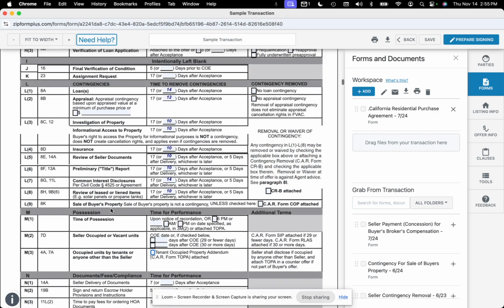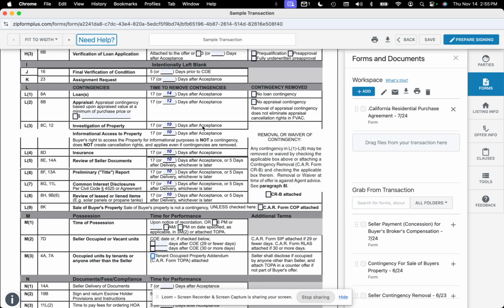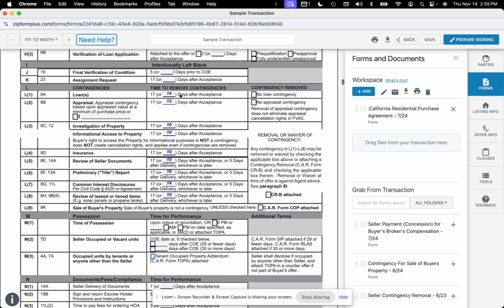Just going back for a quick second on these contingencies, something to quickly point out. These contingencies in a lot of different states will magically just disappear after the time frames that you put in here. So after 14 days, the loan contingency's up no matter what. It's gone. If you haven't gotten your conditional approval, if you haven't gotten your appraisal back in 12 days, if you didn't do your full investigation or get your insurance after these 10 days, doesn't matter. Time period's up. If you haven't negotiated for a longer contingency, they are gone.